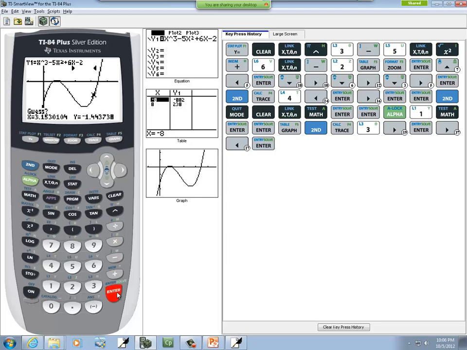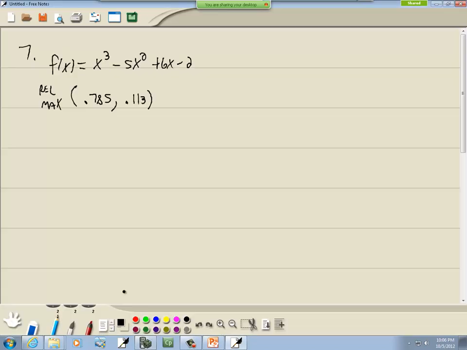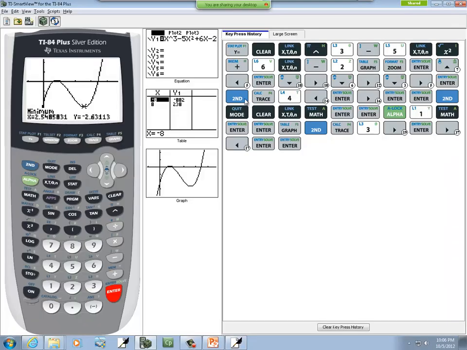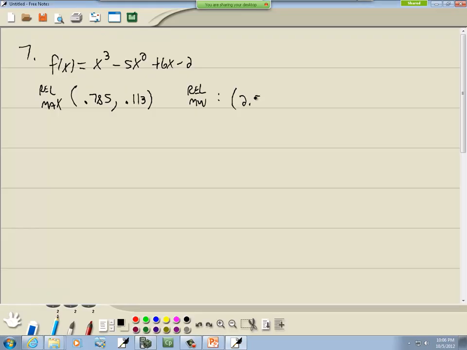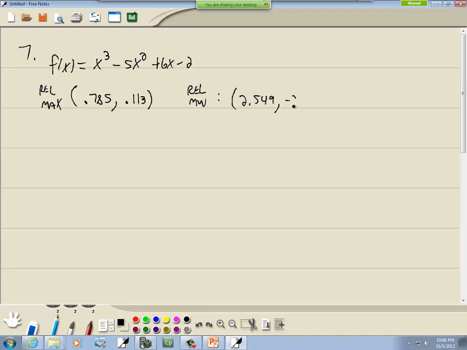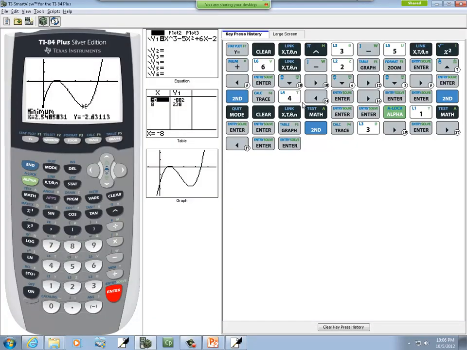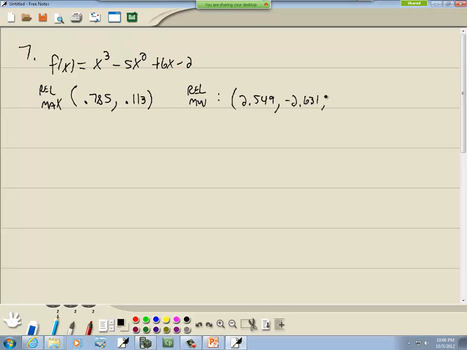And then if you've done a good job with your left bound and right bound, you always do enter on guess. And that would be our relative min. To three decimal places, I got 2.549, comma, negative 2.631. And those will be our answers.